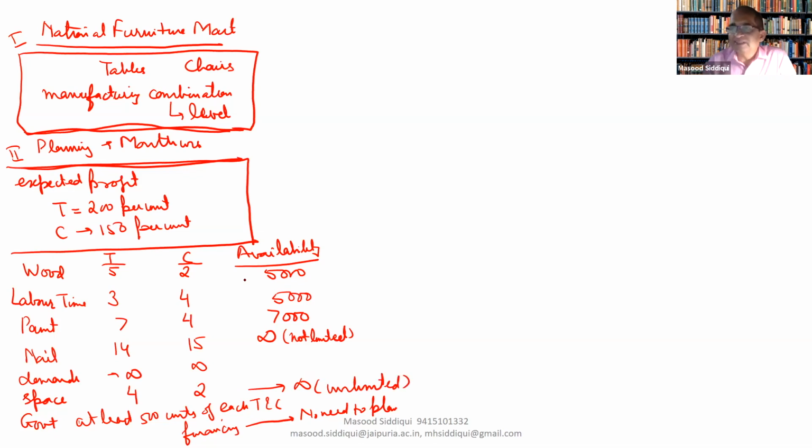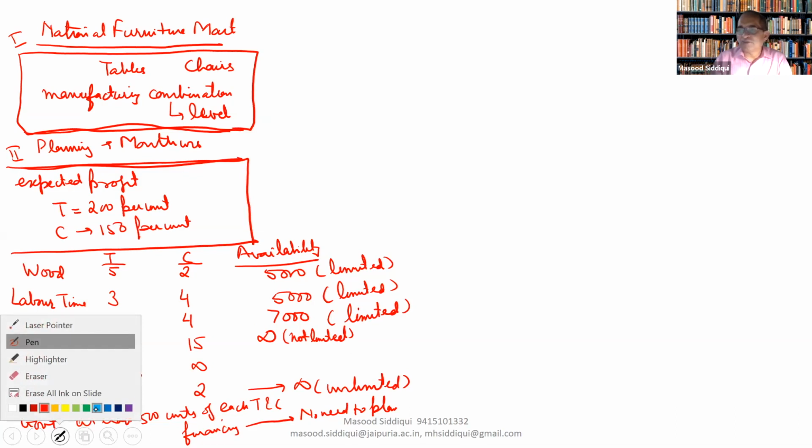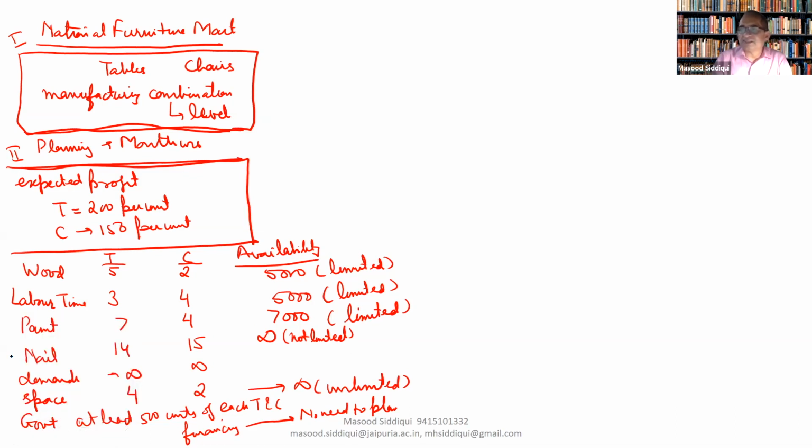So now we will take up the resources part. Here wood is limited, so it can have some implication on the solution. Labor time is limited, which means the labor time is not of an infinite amount. Paint is also limited. Nails are unlimited. Since nails are unlimited, there is no point in considering the condition, so we are deleting this case. Nails are not required to be planned because they are unlimited in nature.